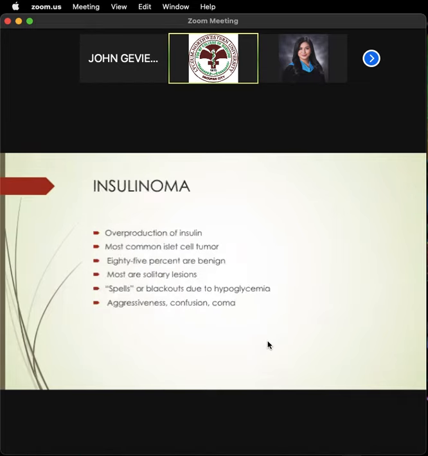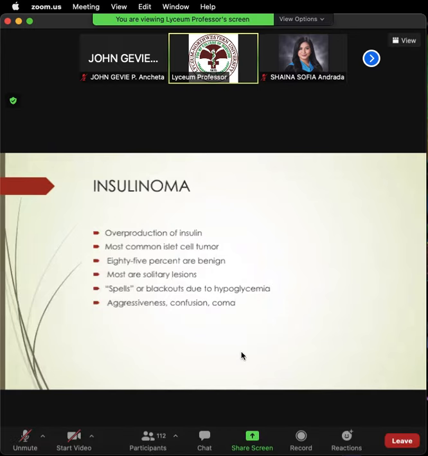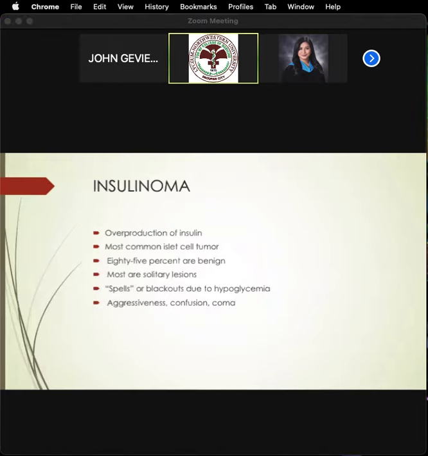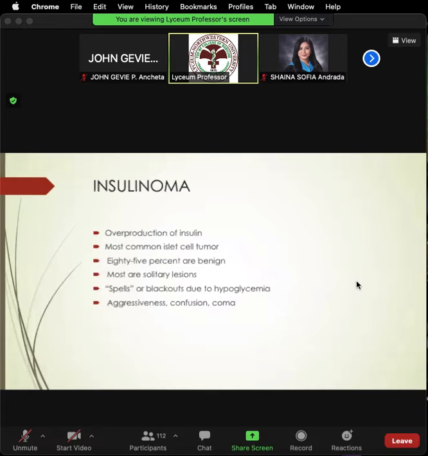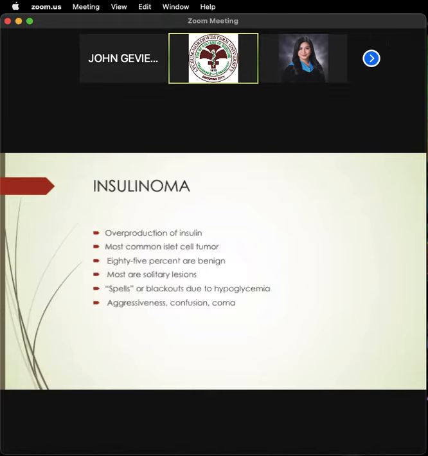Insulinoma, overproduction of insulin, which is the most common islet cell tumor. Okay, but 85% are benign. Then your patient will suffer from spells or blackouts due to hypoglycemia. Okay, so the treatment here is you give sugar in order to correct the hypoglycemia.